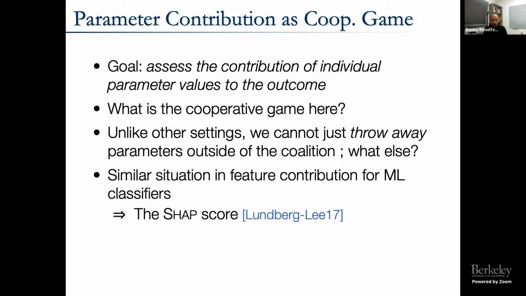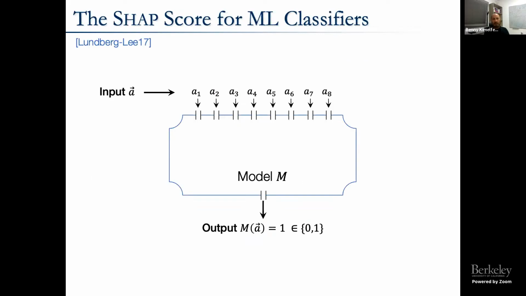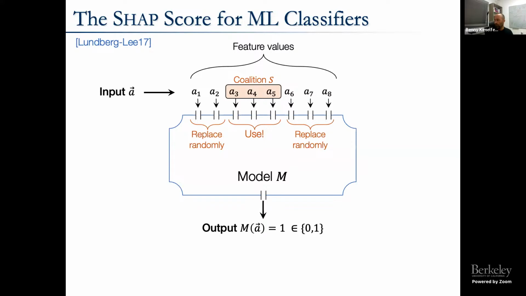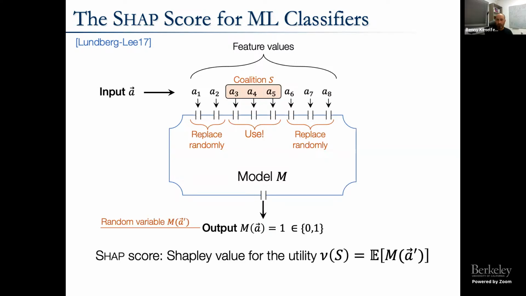This situation is what Daniel explained with features in machine learning, where they use the SHAP score. What is the idea? Here we have an input, and these are the feature values, and these are our players. Given a coalition, we say this is the game: use these features, for the others, throw them away, but replace them randomly. Your utility is the expectation of this value. This is the idea behind the SHAP score. Then you use the Shapley value for this specific cooperative game.